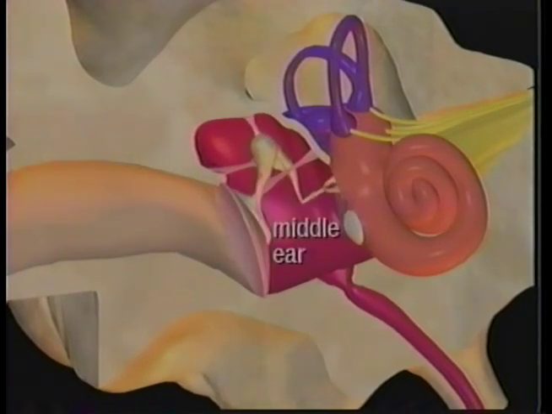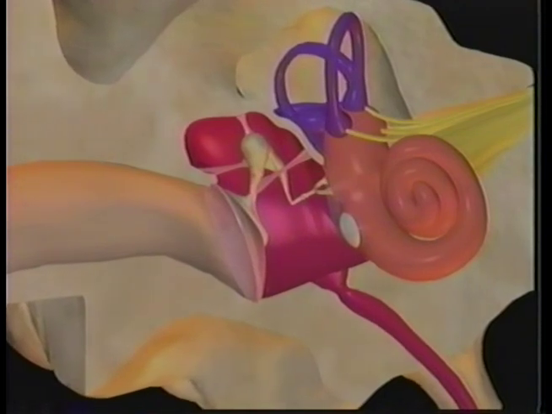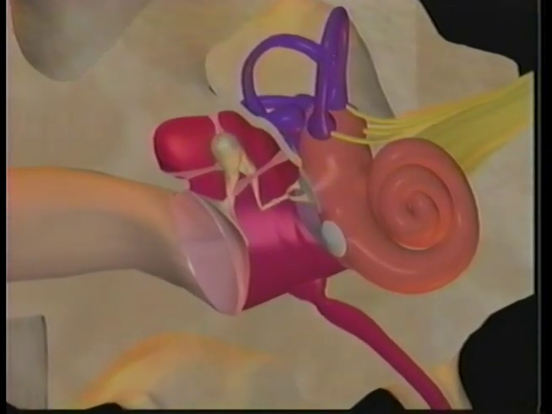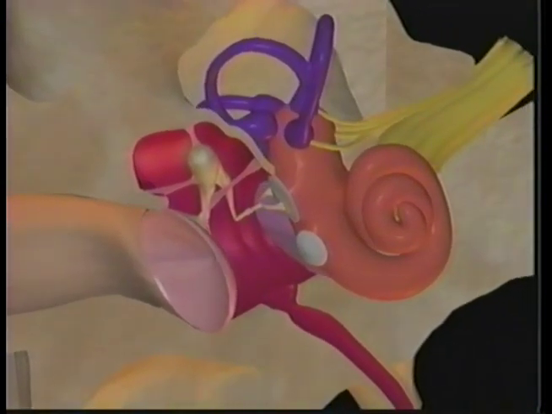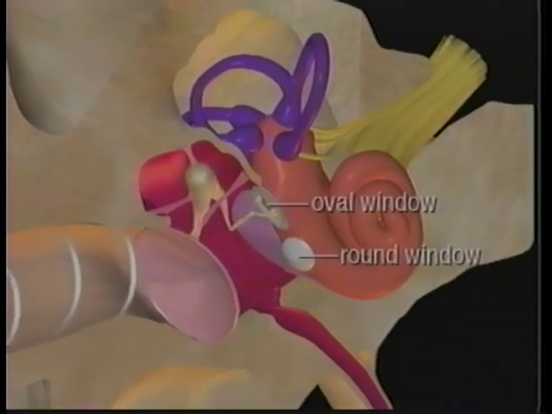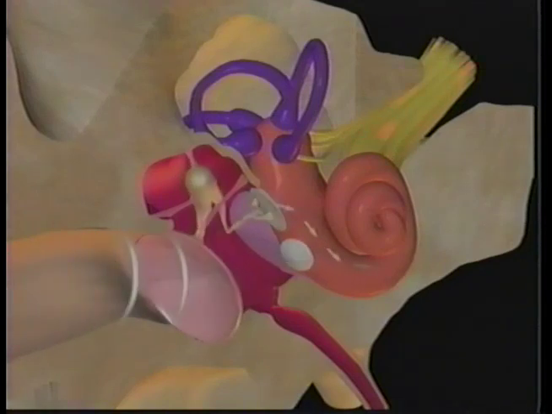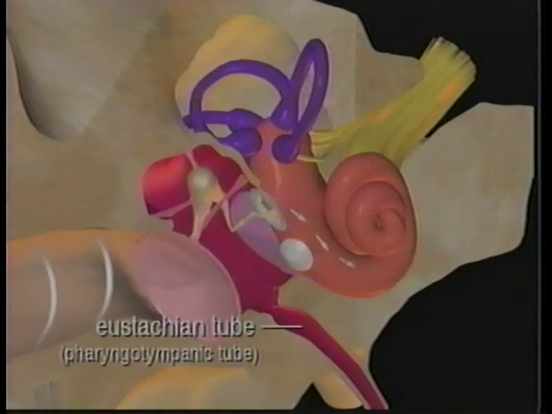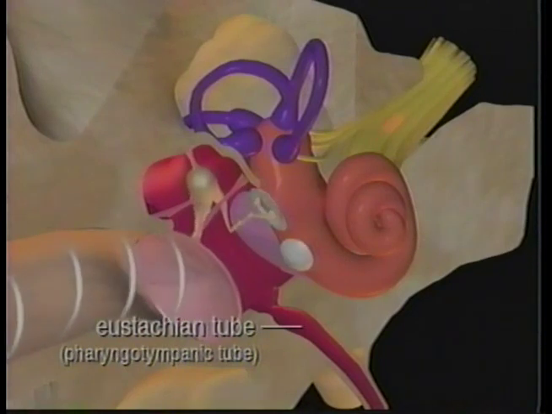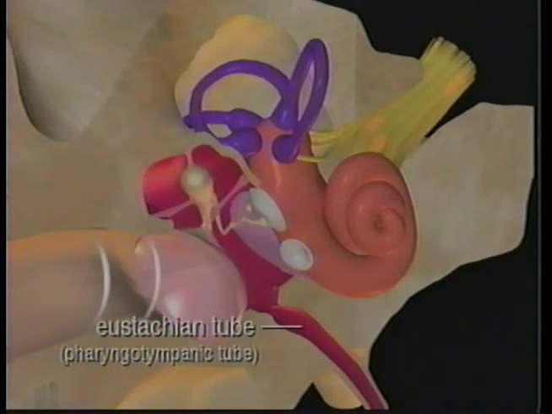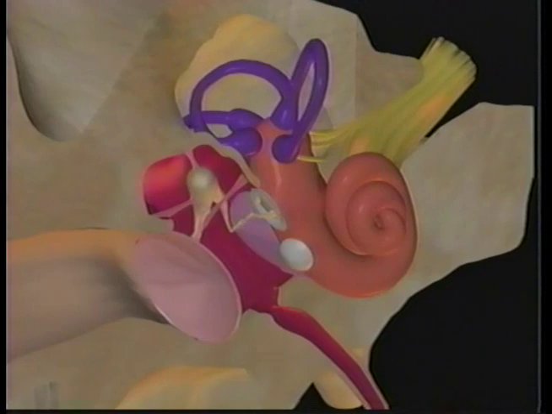On the other side of the tympanic membrane lies the middle ear, or tympanic cavity. This is an air-filled mucosa-lined cavity which lies within the petrous portion of the temporal bone. The middle ear is flanked laterally by the eardrum and medially by a bony wall with two membrane-covered openings, the oval window and the round window. Running from the middle ear to the nasal pharynx is the eustachian or pharyngotympanic tube. The tube allows air pressure in the middle ear to equalize with air pressure in the atmosphere.